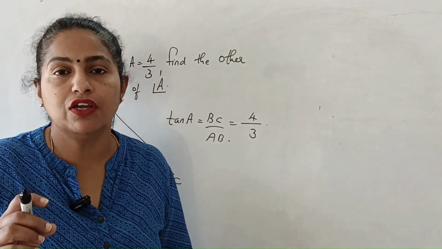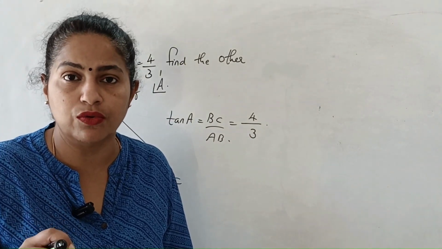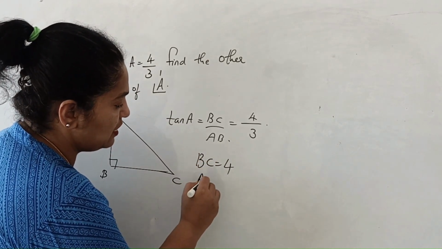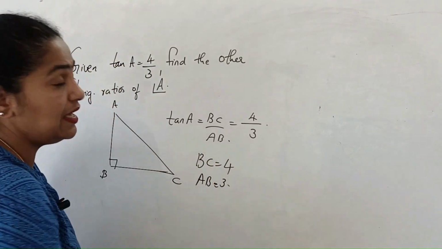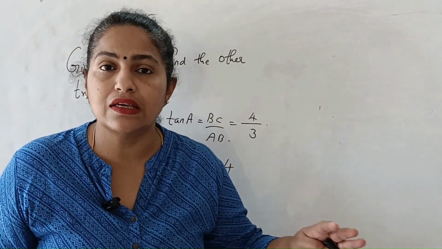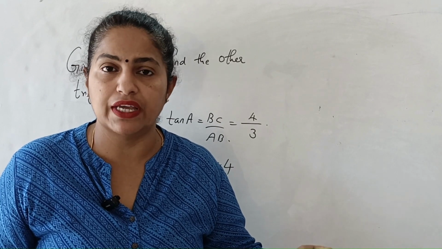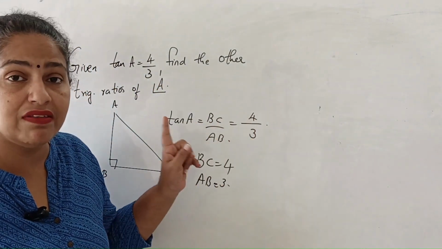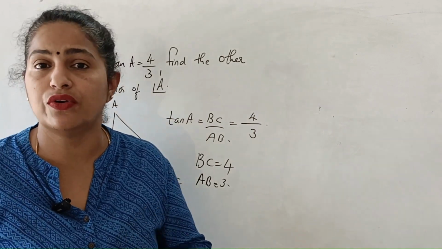Now, one of the very common mistakes that students make is they take the value of BC as 4 and the value of AB as 3 and do the sum. Now, when you do the sum, you will get the correct answer. I will tell you why. But this part where you take the measurements individually as 4 and 3, you know it is wrong.